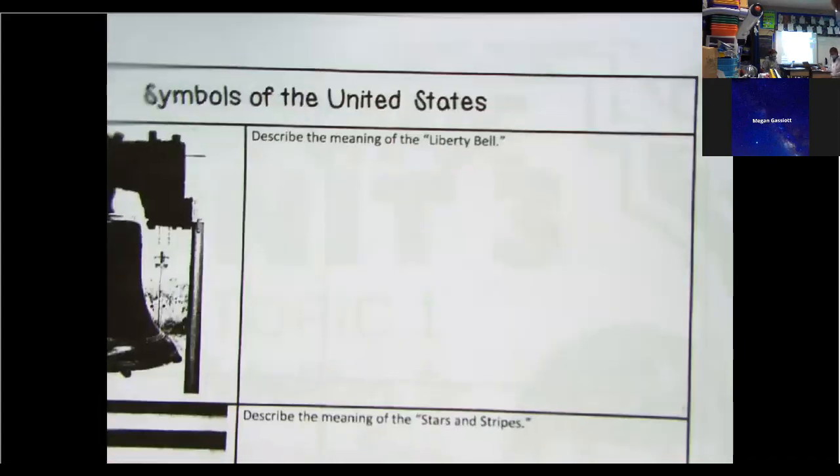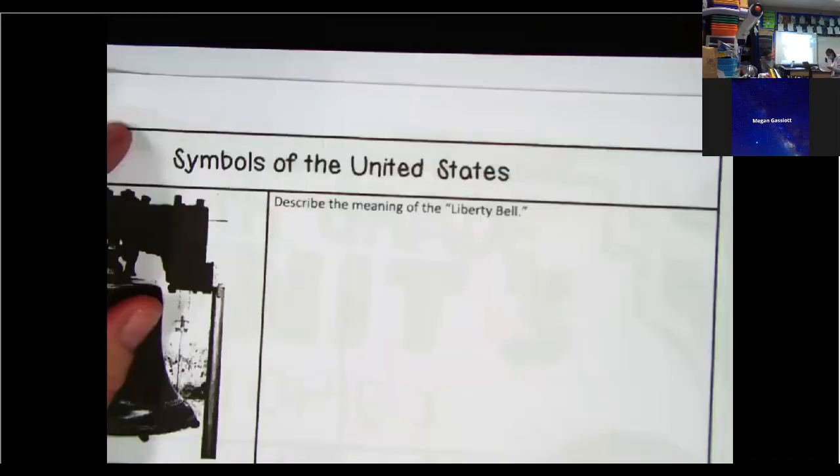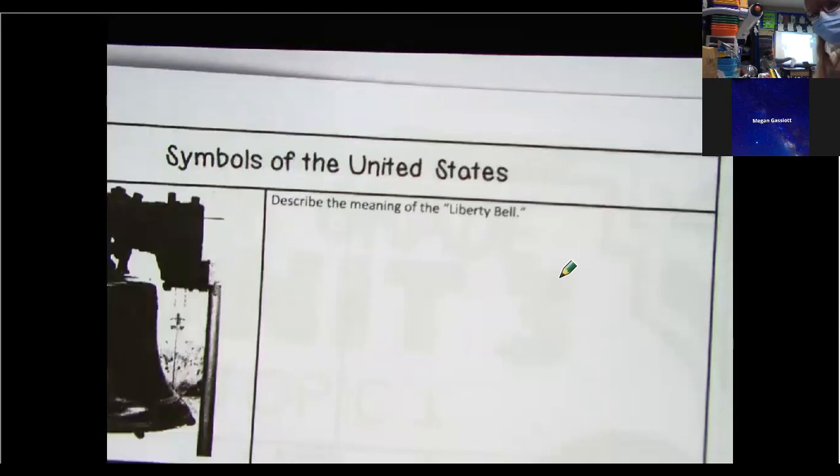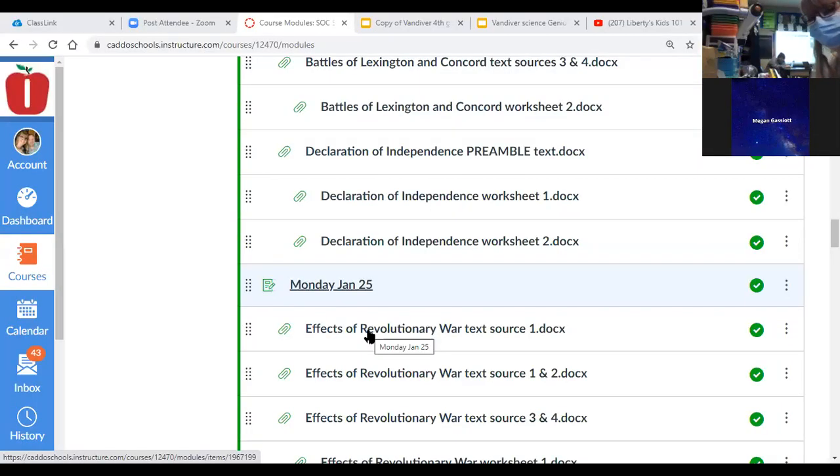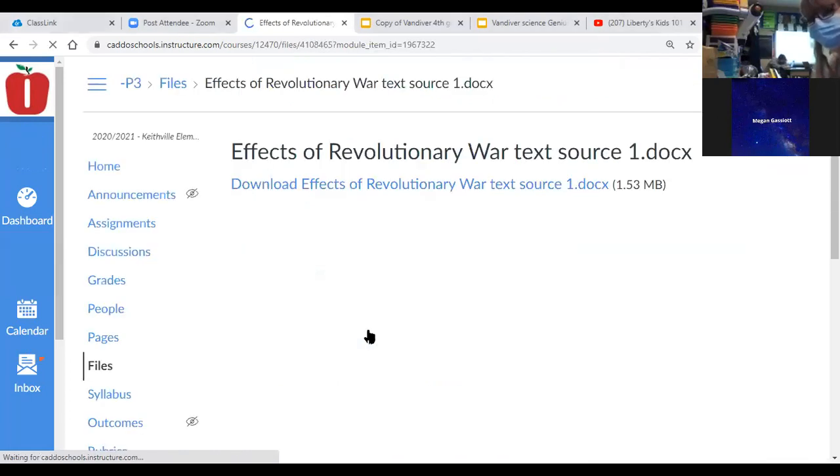All right, so the next page we're going to move to is symbols of the United States. If you want to go ahead and turn to that. And I'm going to stop share on this and I'm going to go to Canvas, okay? Which will be course modules. And it'll be Monday, January 25th. It's listed under Effects of the Revolutionary War, text source 1.